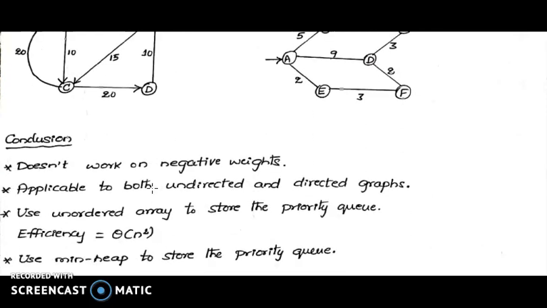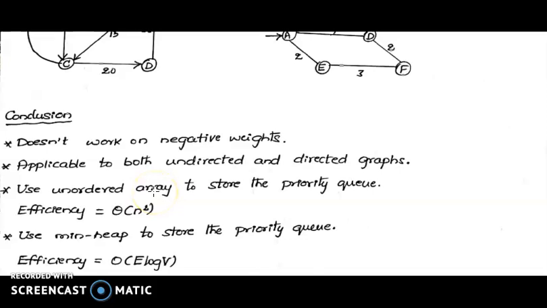Let us come to the conclusion. Dijkstra's algorithm has a limitation: it doesn't work for negative weights, so you can't put negative values for the edges. It is applicable to both directed and undirected graphs. Using an unordered array to store the priority queue, the efficiency is theta of n square. With a priority queue, the efficiency is big O of e log v. This we will discuss in a later session.